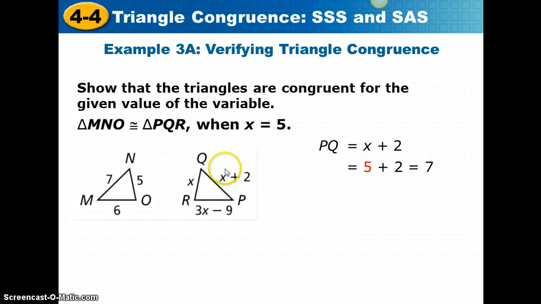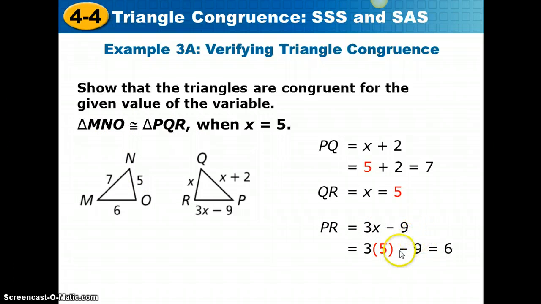PQ is 7. If you look at this order, PQ would correspond to MN. Well, MN is 7. Let's look at QR. QR is x. Plugging in 5 for x, QR is 5. QR corresponds to NO. NO is also 5. PR is 3x minus 9. Plugging that in, 3 times 5 is 15. 15 minus 9 is 6. PR, this bottom side, is 6. Well, the corresponding side on the other triangle is also 6.